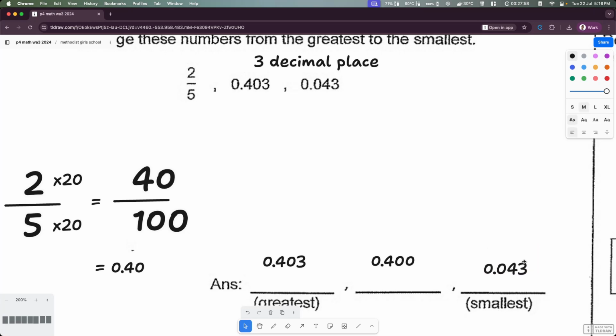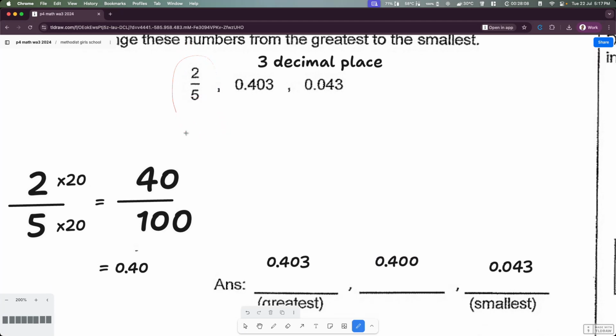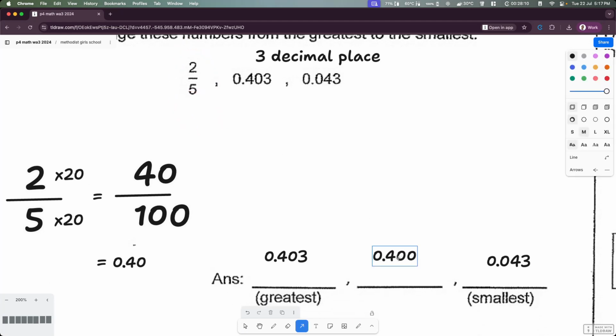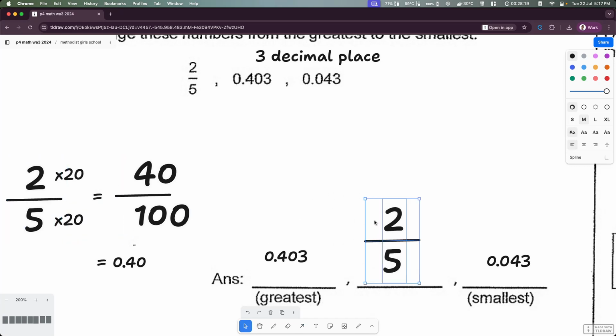But you know what's the mistake over here? We shouldn't put the decimal, because the original thing over here is not a decimal, it's 2 out of 5. So instead of 0.400 over here, we just put 2 out of 5. I'm going to duplicate this and put it over here, make it a little bit smaller, like this.